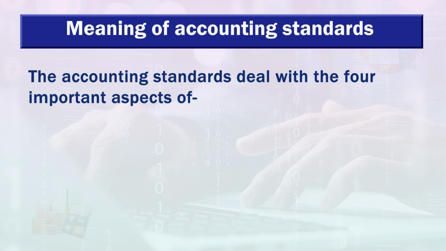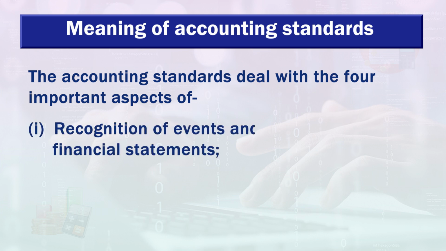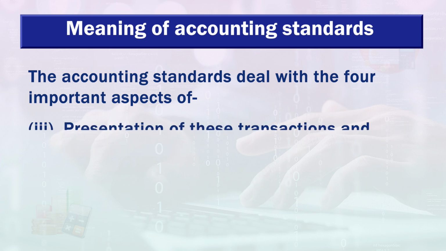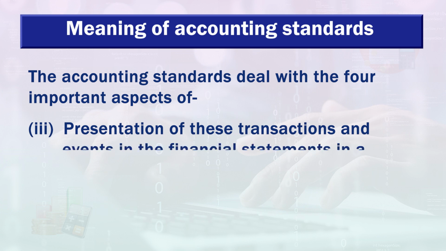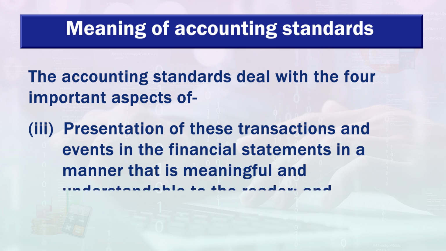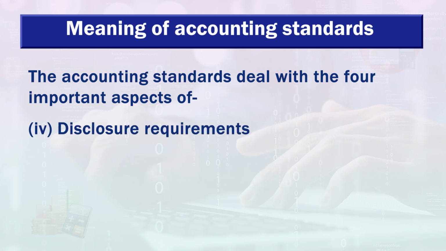The accounting standards deal with the four important aspects of number 1, recognition of events and transactions in the financial statements, number 2, measurement of these transactions and events. Number 3, presentation of these transactions and events in the financial statements in a manner that is meaningful and understandable to the reader. And lastly, number 4, that is disclosure requirements.